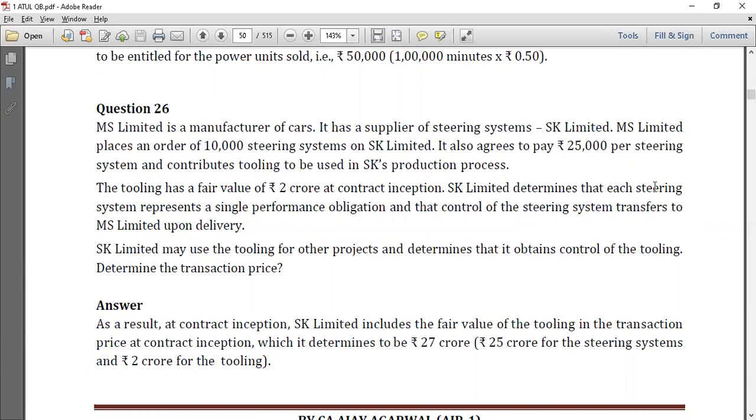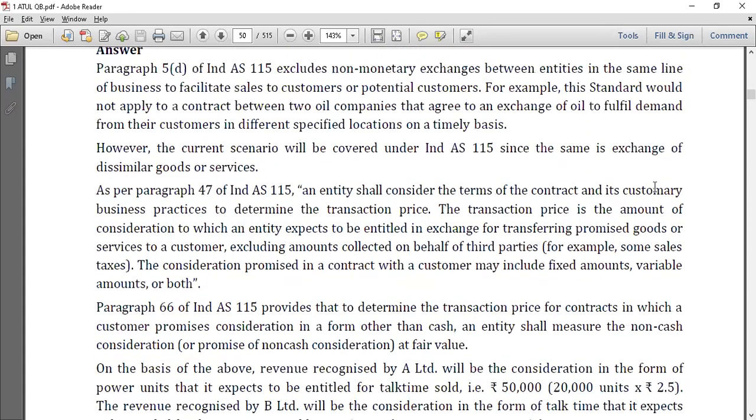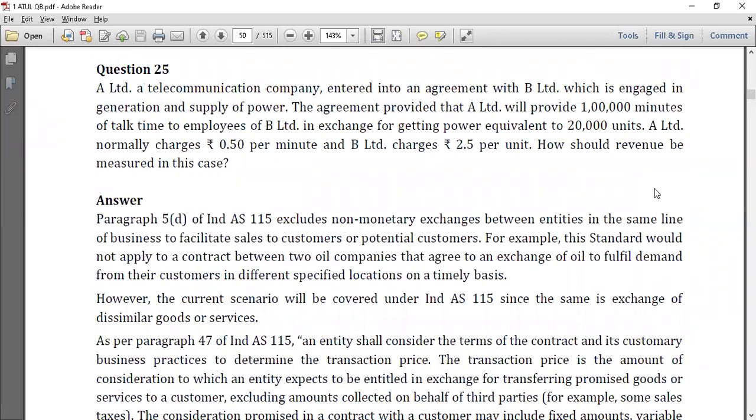A telecommunication company will give the power supply company some talk time, 1 lakh free minutes, and generally the standalone price for the minutes will be 0.5 rupees per minute. And the power supply company is giving in exchange 20,000 units, which is 2.5 rupees per unit. So I need to discuss the last point with you on the basis of that.